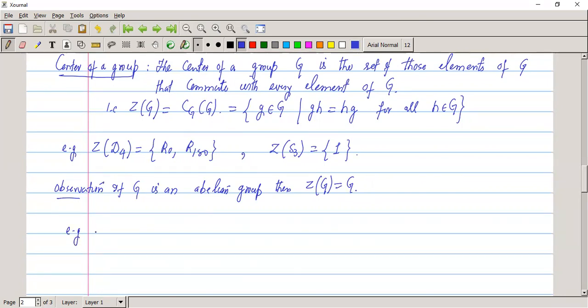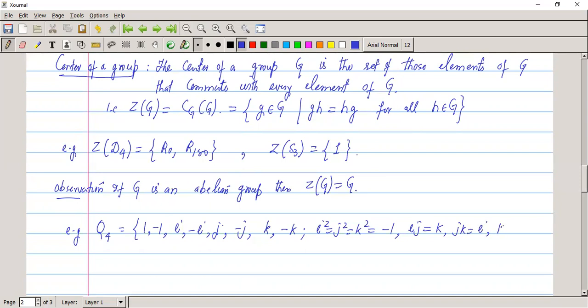Now let's take one more example here for the center. Let's take the group Q4, the group of quaternions. It contains the elements 1, minus 1, i, minus i, j, minus j, k, and minus k. Now there are certain more restrictions here. In fact, i square is equal to j square is equal to k square, and this is equal to minus 1. ij is equal to k, jk is equal to i, and ki is equal to j. And similarly, when we take the reverse, ji will be equal to minus k, kj is equal to minus i, and similarly, ik is equal to minus j.